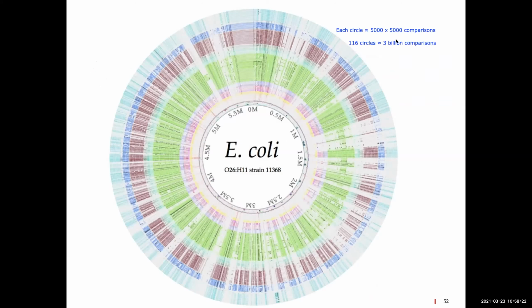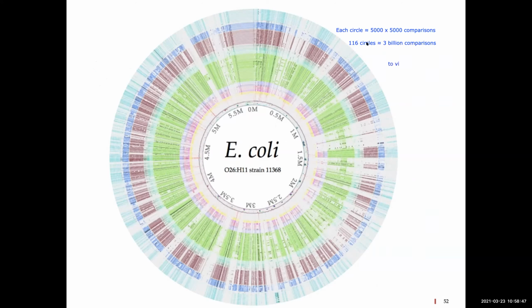We're comparing 3 billion comparisons, because what we're doing is comparing other genomes to this one reference, and this one reference strain contains around 5,000 proteins. So we're comparing 5,000 proteins to the other E. coli genomes, which have 5,000. And so in this one figure, you're looking at 3 billion comparisons.